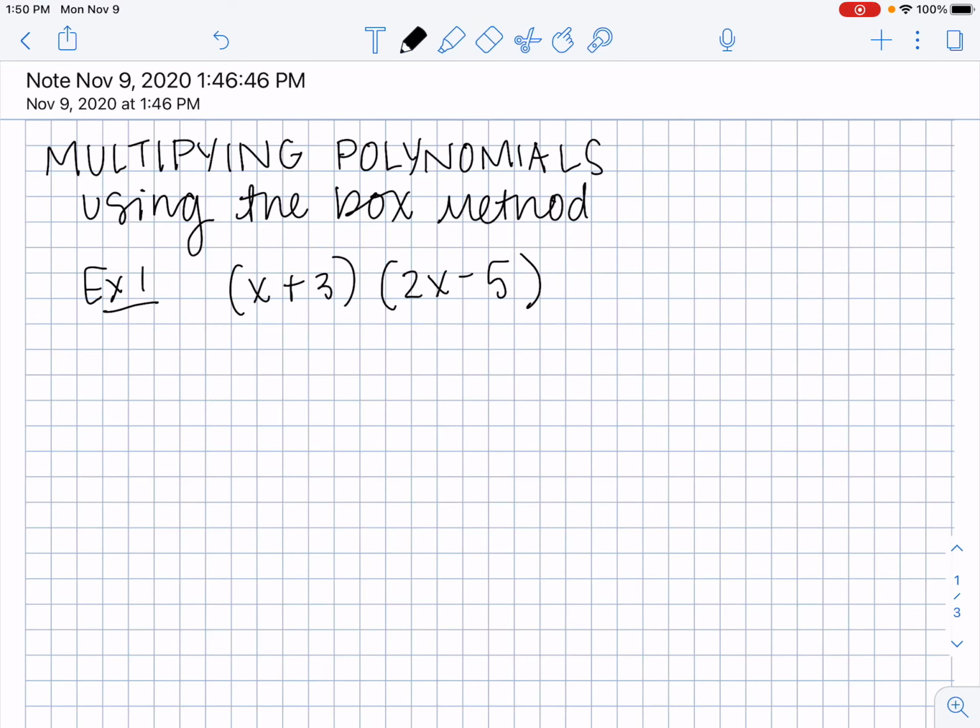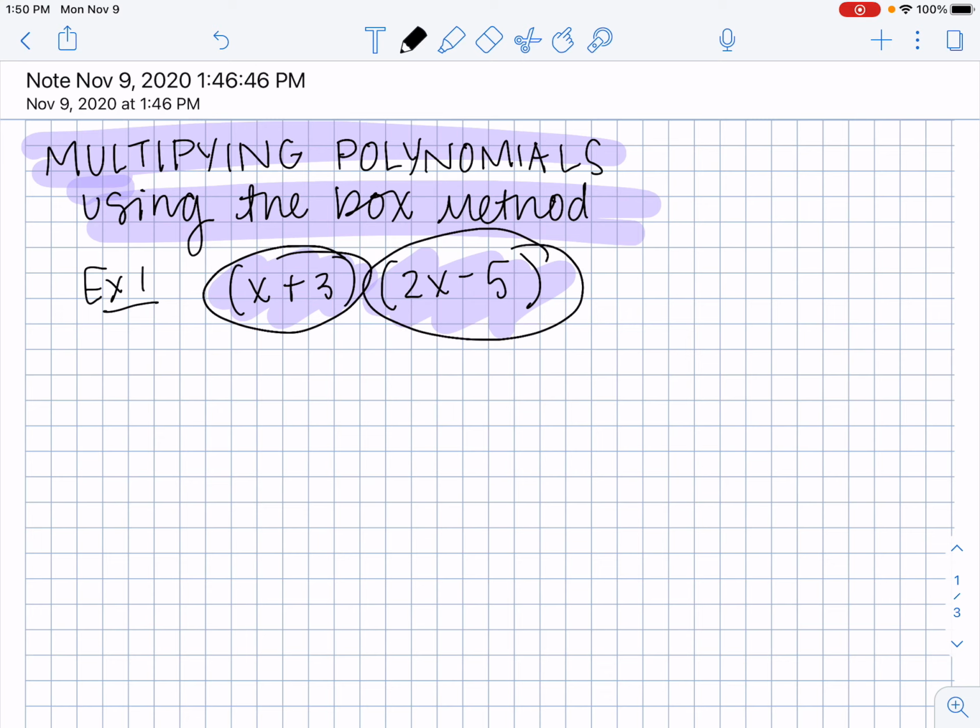Today we are going to look at multiplying polynomials, and we are going to use the box method to do this. So we've been using the box method for distributing. Now what happens if we multiply a binomial by a binomial? Really what we're saying here is that everything in this group, this x minus 3, has to be multiplied by everything in this group, the 2x minus 5. So let's take a look at that.